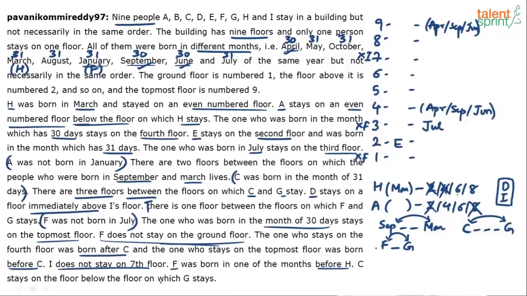C stays on the floor below the floor on which G stays. See, we already know that C and G will have 3 floors between them, right? C dash dash G. Earlier we had put this swap here. They can swap their positions, but now we know that C stays on the floor below the floor on which G stays. Which means the only way it is possible is G should be above C. So this can be removed now. You understand? Earlier there were 2 possibilities, now there is only one possibility. G dash dash dash C. There should be 3 floors between G and C, and we know that C stays below the floor on which G stays. So G should be on top.